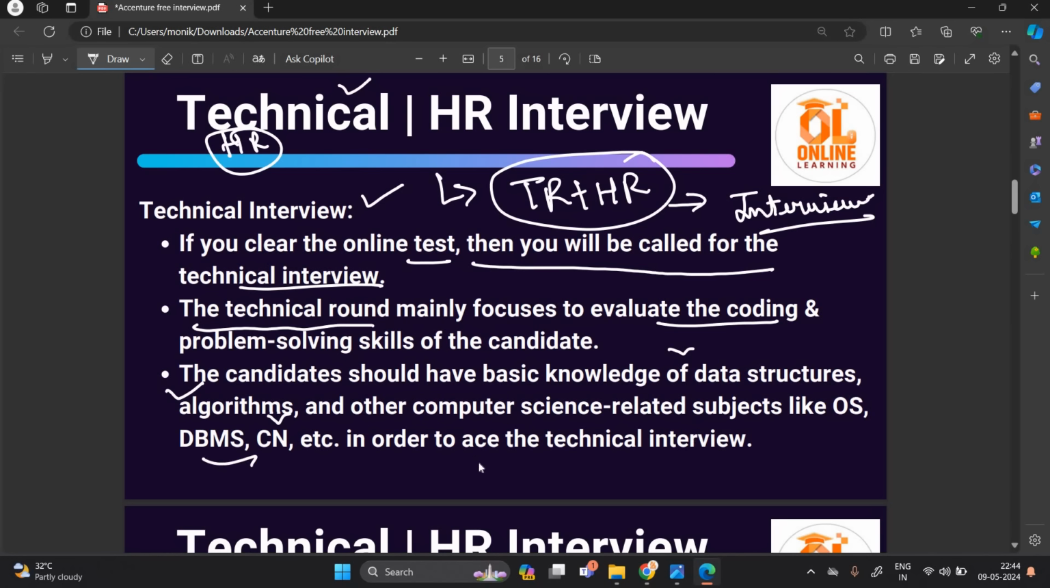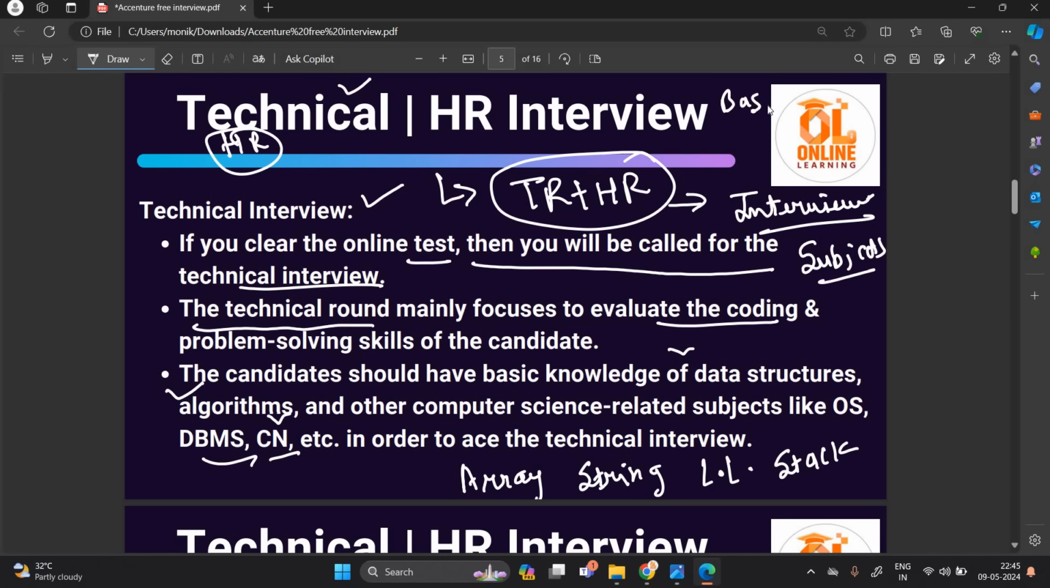DBMS, computer network. Basically you should know about the subjects, like what is an array, what are strings, what is a linked list, what is a stack, what is DBMS and computer network. These are the subjects that you already completed in your college time. Most probably they will expect that you have at least basic knowledge of these subjects. So this is very important for the interview.